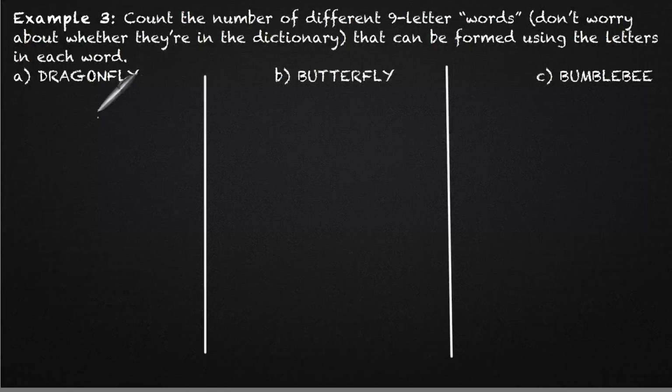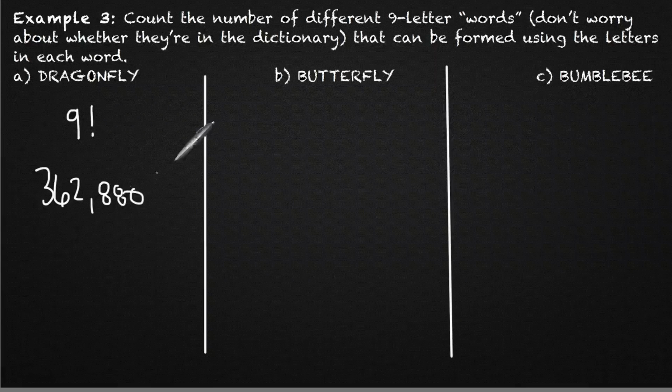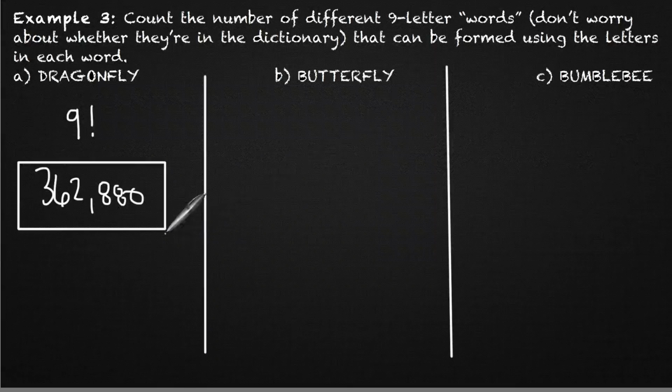1. Or we could remember what we just said, which is when you take a number and you multiply it by all the numbers that came before it, that is called a factorial. So therefore, there's going to be 9 factorial different words that you could make with the letters in dragonfly. And that ends up being the number 362,880. So that's the answer to the first part of this problem. All right, now we have butterfly.